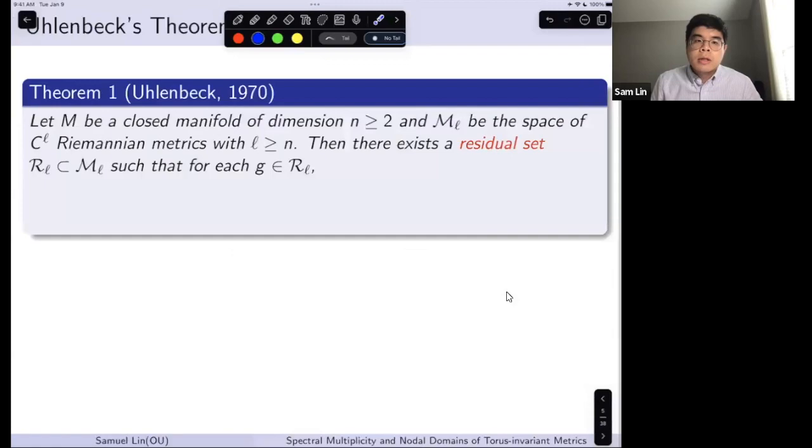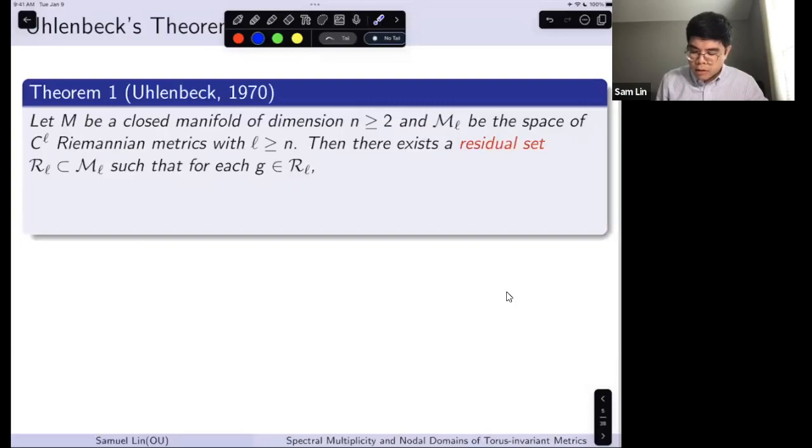Now, I'd like to mention this classical result of Uhlenbeck, which says the following. Suppose that you again have a closed manifold of dimension n greater than or equal to 2. Now we let M^L be the space of C^L Riemannian metrics with L greater than or equal to the dimension of the manifold. M^L has a natural norm, the C^L norm, and therefore it comes with a very natural topology, the C^L topology.